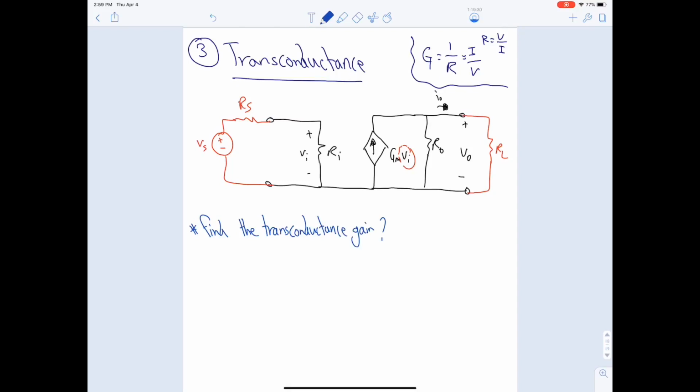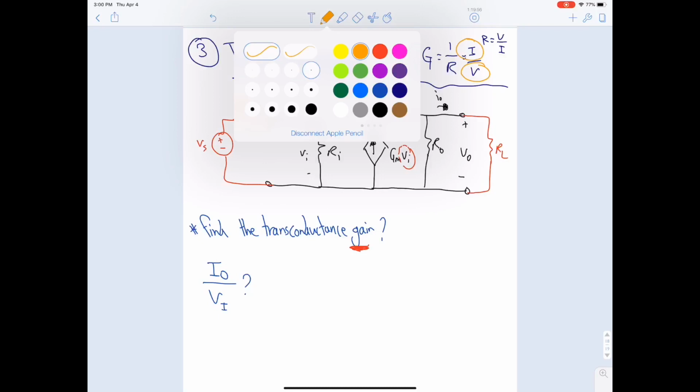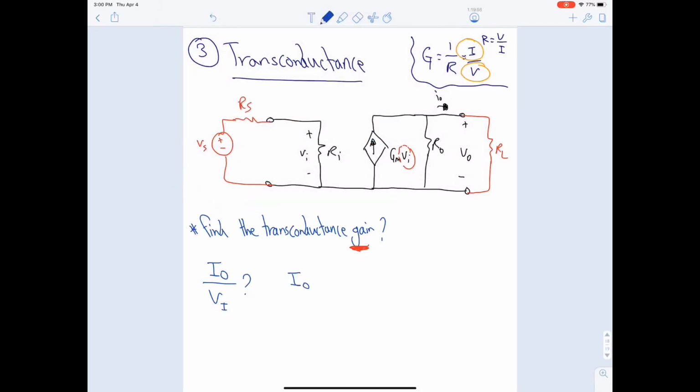What is the transconductance gain? First we need to understand the conductance. I told you it's I over V. And gain, as I mentioned before, whenever you hear the word gain, it's output over input. So transconductance gain is I output divided by V input, because we have I in the numerator and V in the denominator. So where do we need to start? We need to start with I output, the numerator. Now try to find an equation that relates I output with V input. How can we do this?